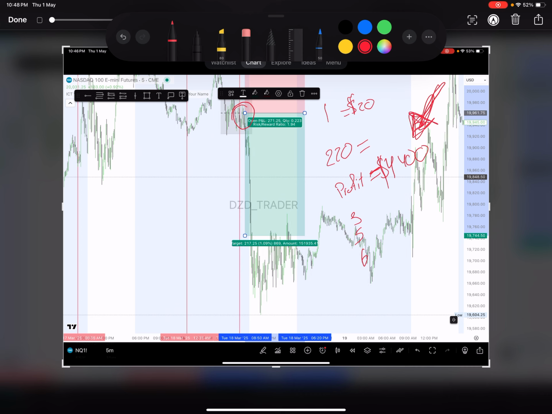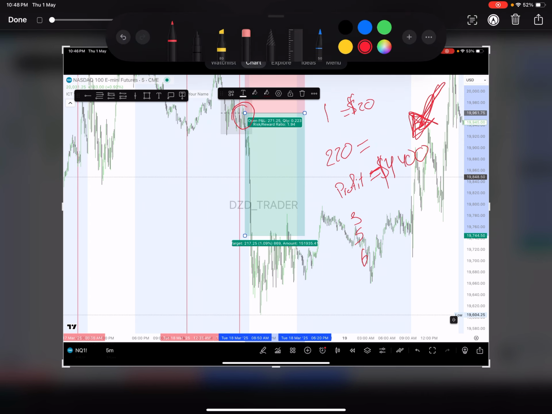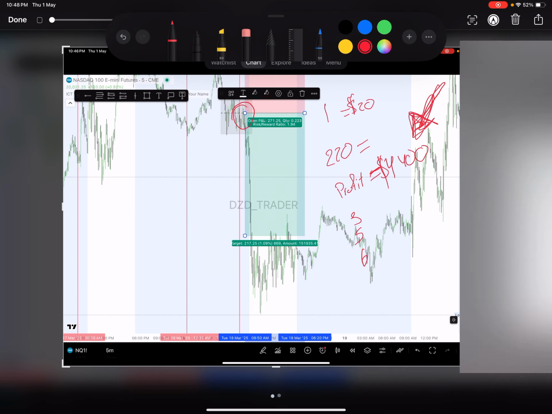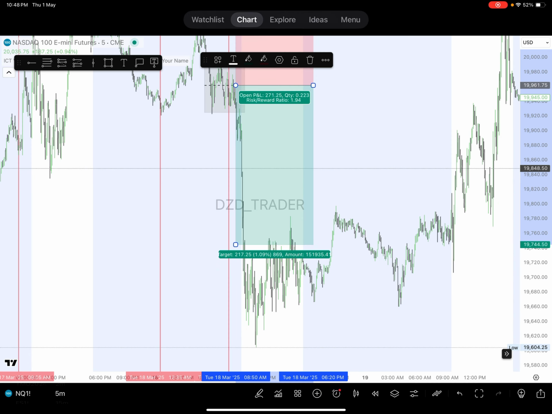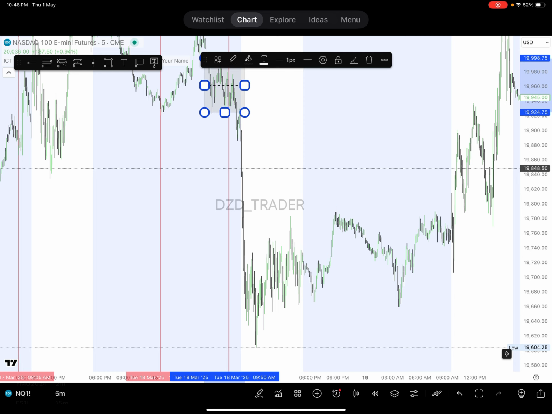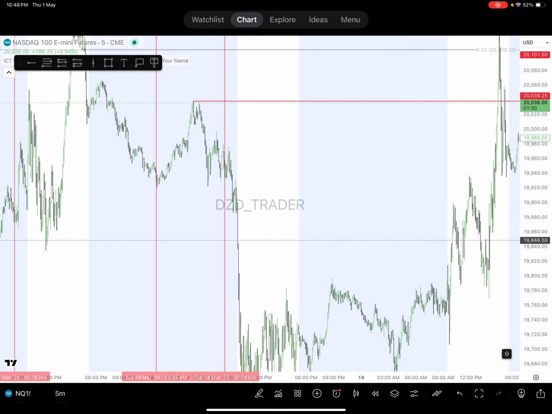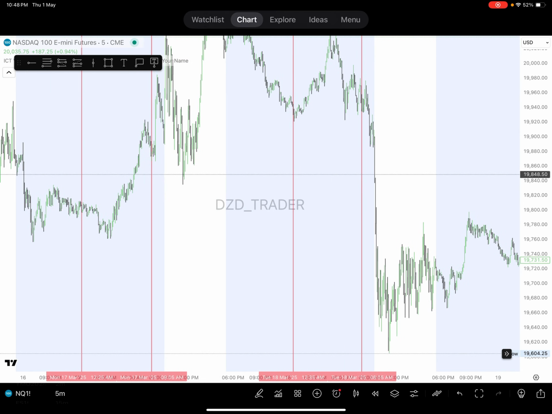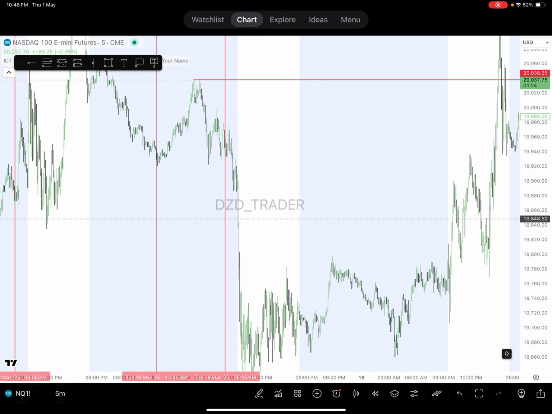This is how we need to identify our trades. This thing happens every single day, every single day. You mark the London session low, you mark the London session high, and if the previous day's lows and highs of each session are not taken out, you keep them marked.